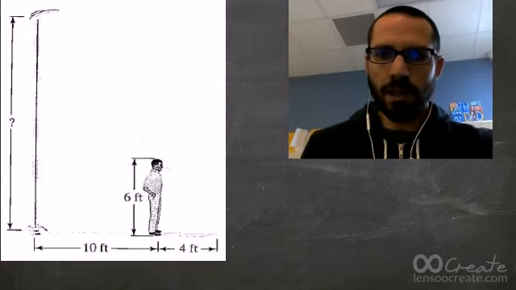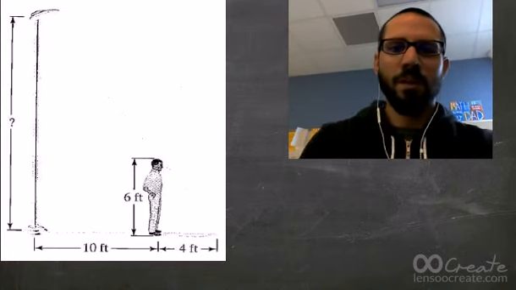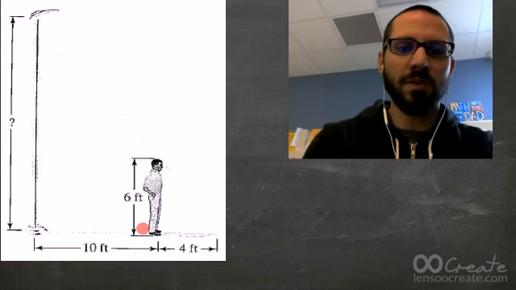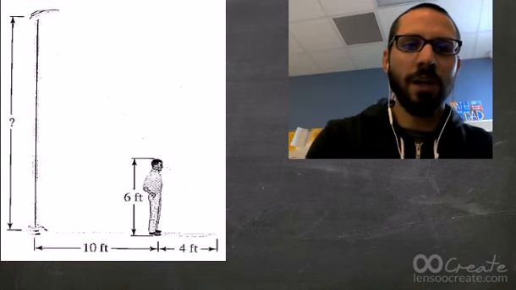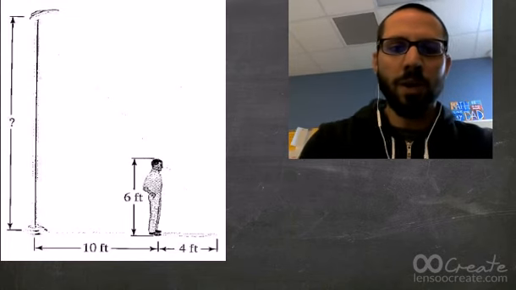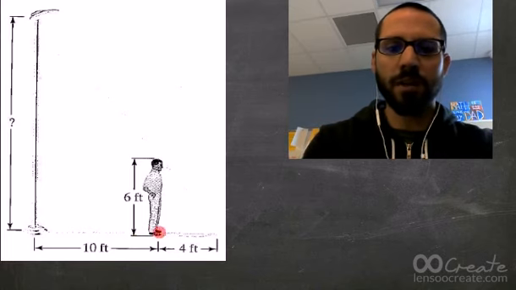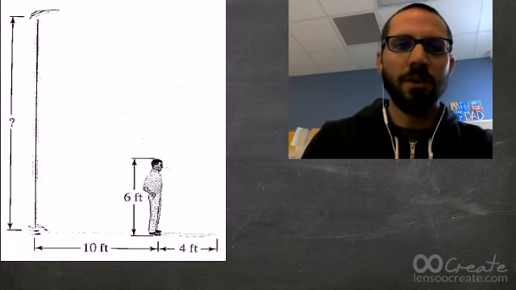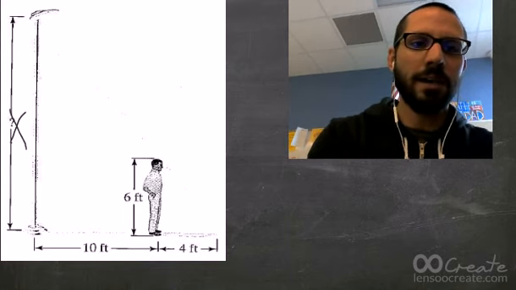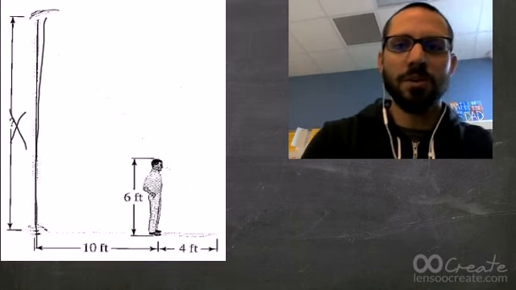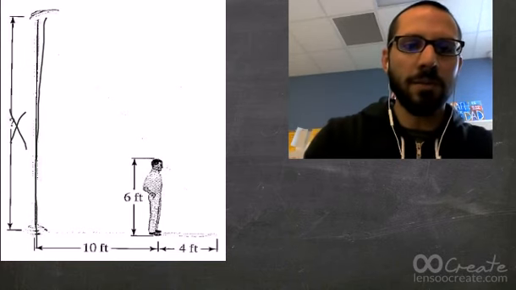All right, let's look at a classic geometry problem. We've got a man who is 6 feet tall, standing near a lamppost of an unknown height. We know that the man is standing 10 feet from the lamppost, and his shadow is 4 feet long. So the question is, how high is the lamppost? So this is our classic geometry problem of similar triangles.